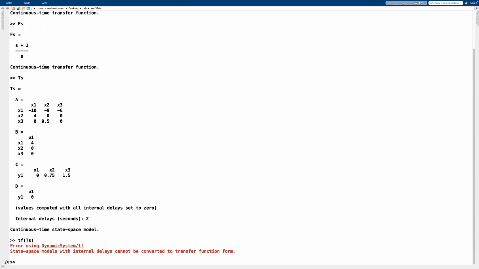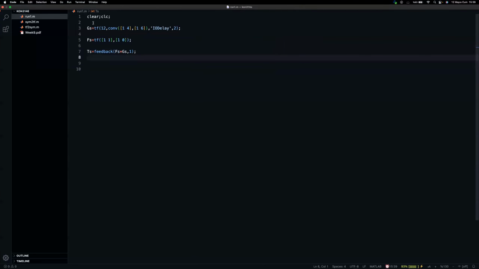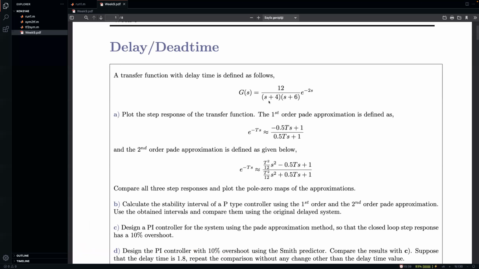So interestingly, even if we start with a system that has delay in it and is a transfer function representation, and even if the controller is also in a TF object, the feedback seems to be something different, because the control system toolbox is not able to convert this into a transfer function representation.